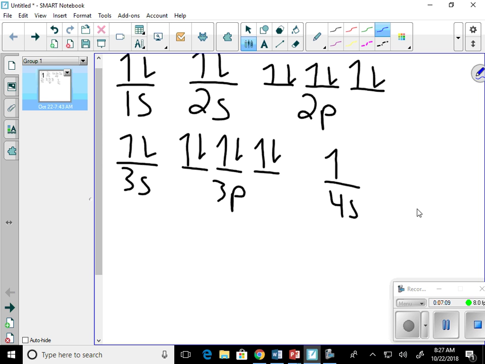Orbital notation wanted to show where electrons are located. The 1s, the 2p, the 4s, whatever it might be. It wanted to show the spin of the electrons, up arrows, down arrows. It wanted to show which suborbital they were in. Electron configuration doesn't care about that. Electron configuration just says, hey, where are the electrons?